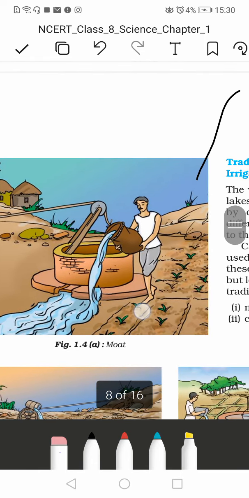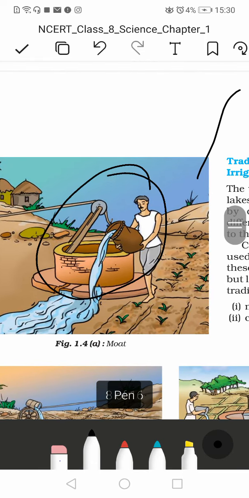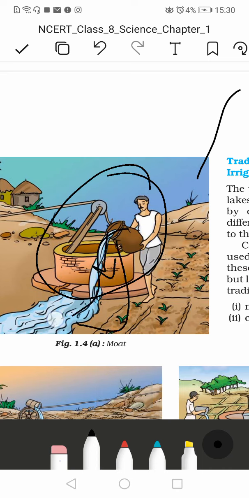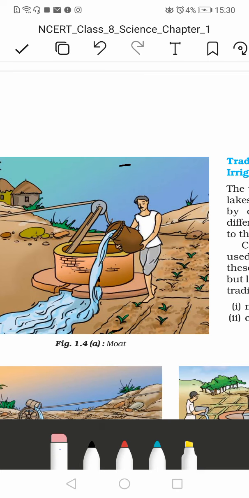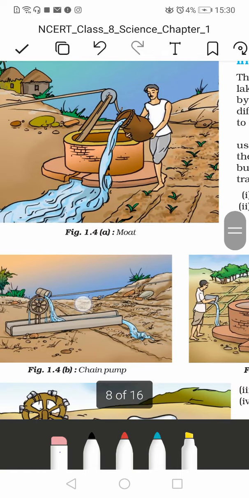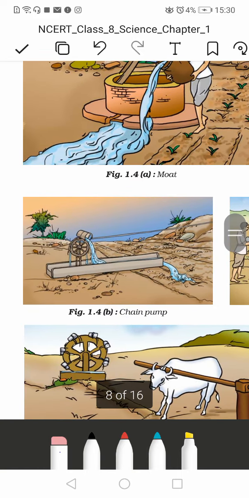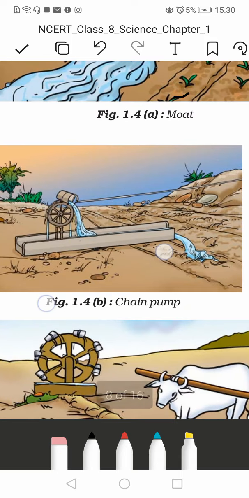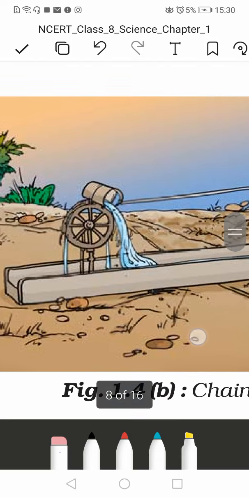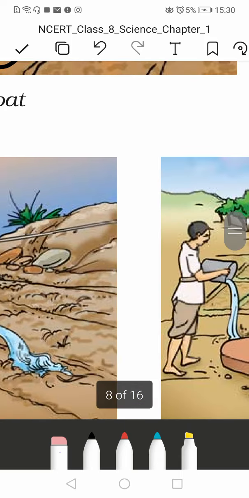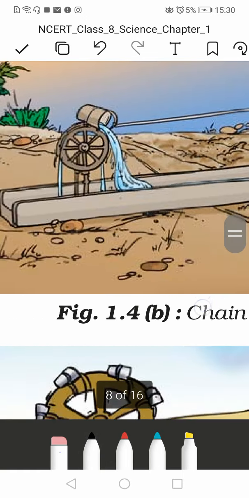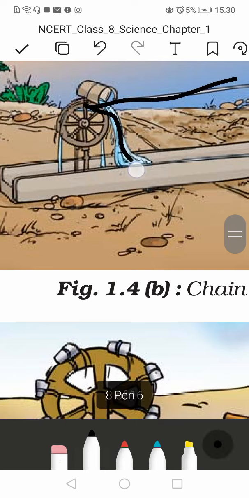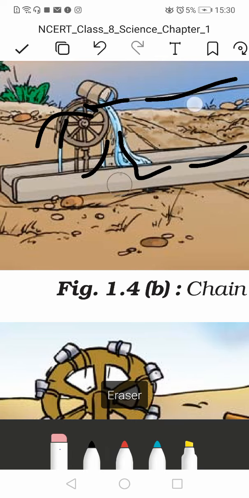This is the moat. It is a well, and when you put this bucket inside, it comes out with water, and that way you can give the crops water. Then we have the chain pump. Basically there's water from the water source over here, and it's going in here, and this bucket is letting out the water thanks to the wheel.